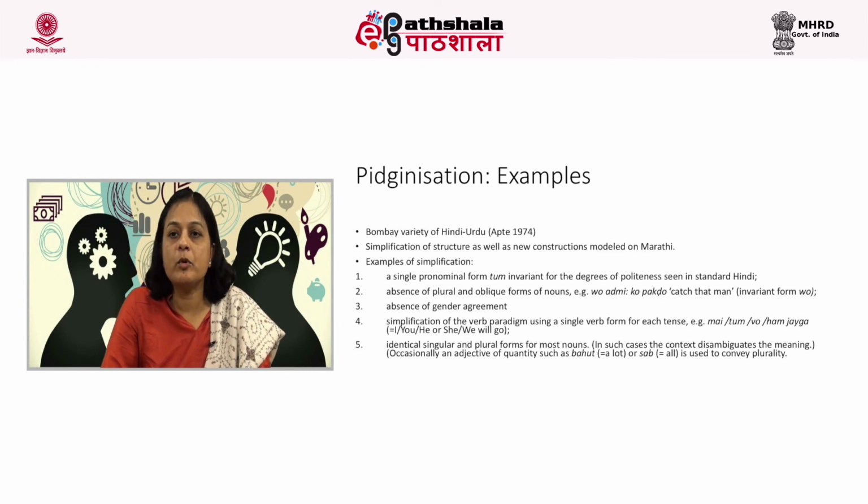Identical singular and plural forms for most nouns are also found in Bombay Hindi. In such cases, the context disambiguates the meaning. Occasionally, an adjective of quantity such as bahut meaning a lot or sab meaning all is also used to convey plurality.